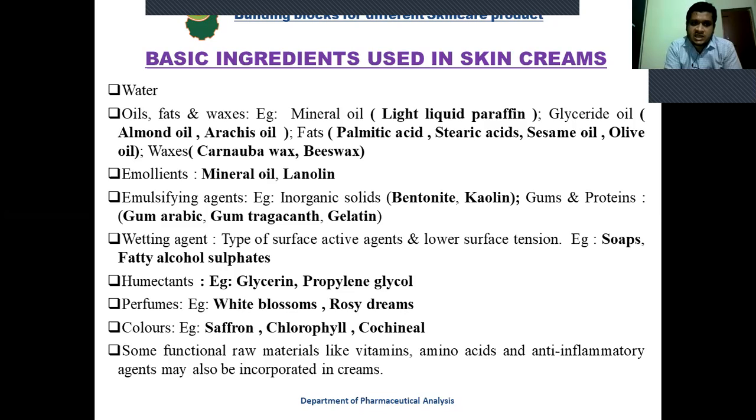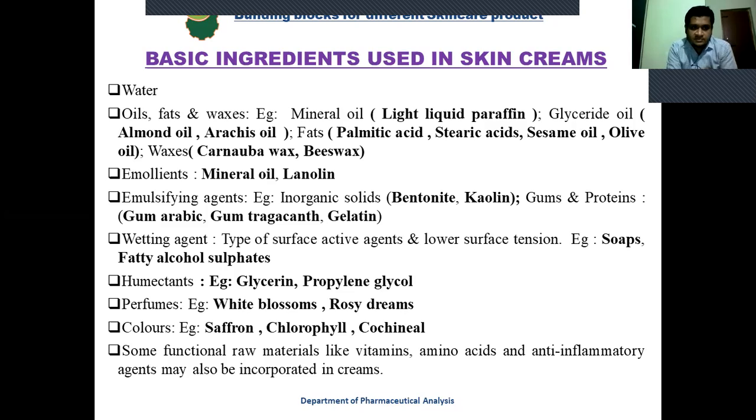Okay, next is the emollient. Emollient is one of the most important parts of any cosmetic product, mainly creams, because we apply it to the skin. Emollient is a very important ingredient of cream because it gives a soothing, or you can say calm, effect. It gives a very smoothing effect on the skin after applying the cream. So whenever you apply the cream, it gives a smooth or soothing effect because of the emollient.